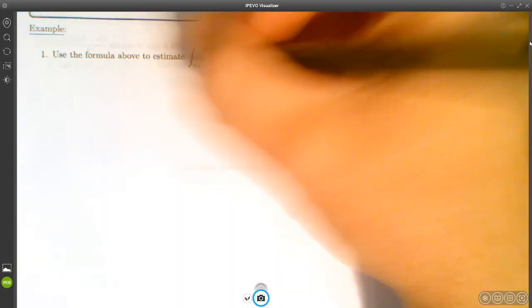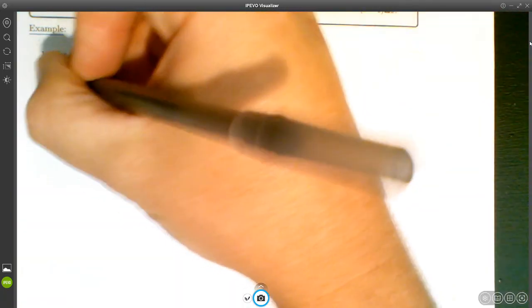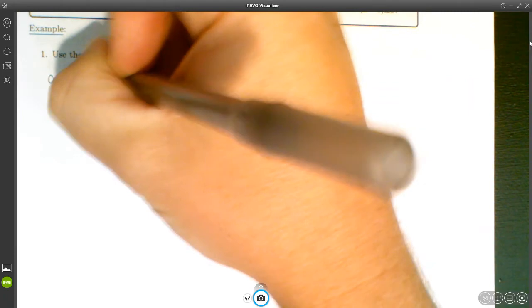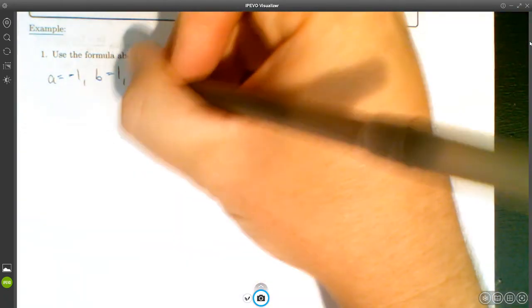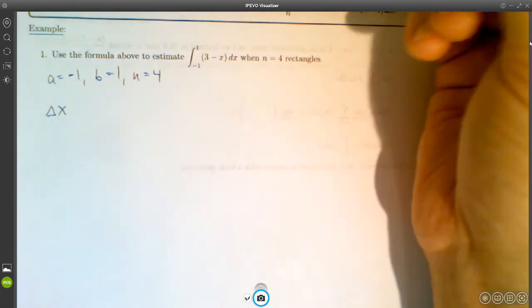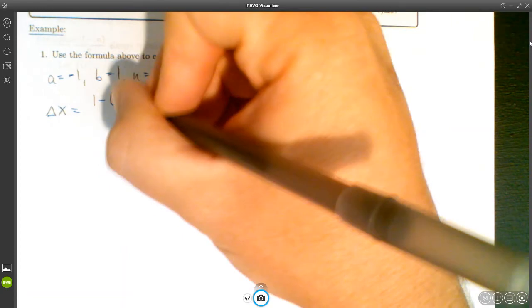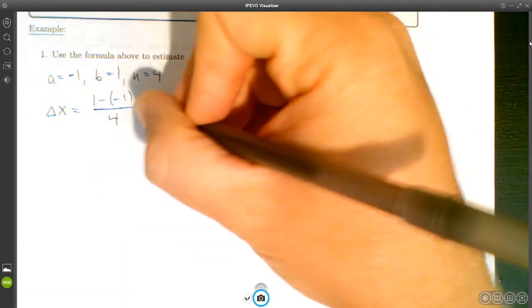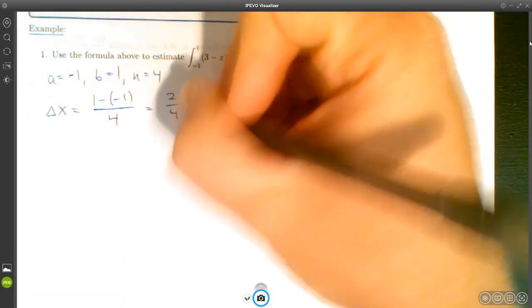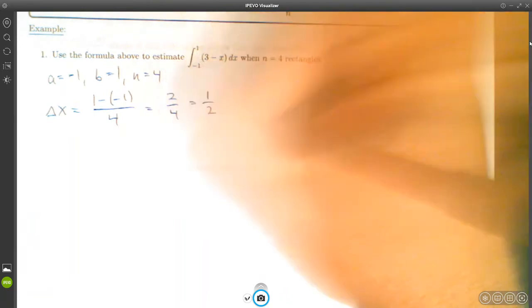So note that a is -1, b is +1, n is 4. So that means that delta x, the width of our rectangles, is going to be (b minus a) over n, (1 minus -1) over 4. That's 2/4, or 1/2 if you like.